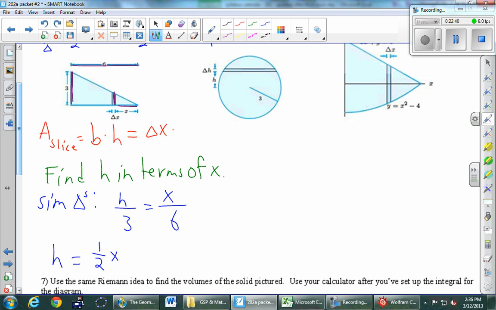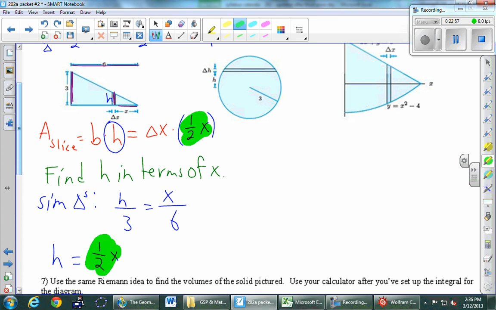Okay, so that means that we can take that thing down there in blue and stick it right here. We were just waiting on base times height, and we just found the height. The height we just figured out is 1/2 of x. So this guy ended up getting plugged in up there. Okay, so that's the area of one slice. It's delta x times half of x. That's the area of one rectangle.